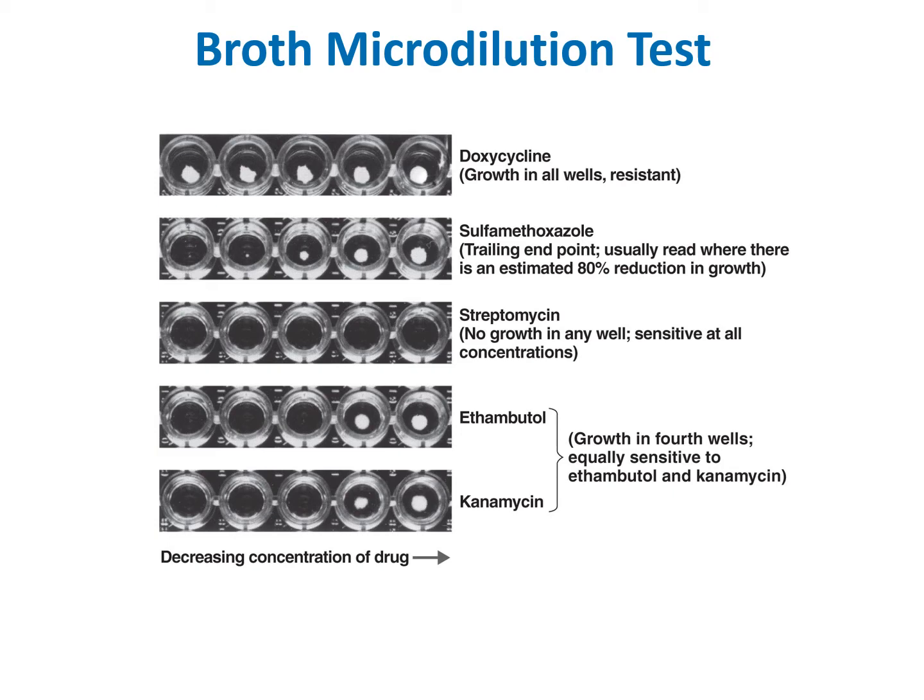These last two rows show us the results for ethambutol and kanamycin. Notice that at our higher concentrations in the first three wells, there's no indication that there's bacterial growth. But the last two wells, on the other hand, very clearly show that the bacteria are resistant to the antibiotics at these concentrations.